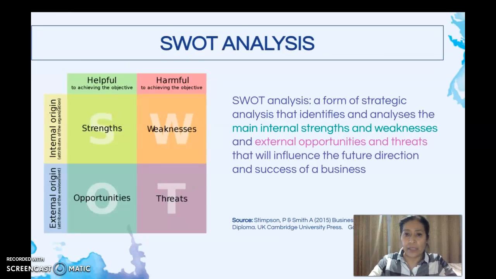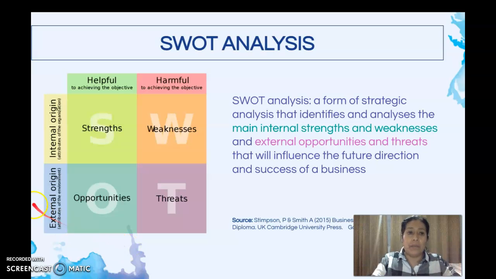This is the definition that is given in the book, okay? This is the definition for the SWOT analysis. So what is the SWOT analysis? Well, the SWOT analysis is a form of strategic analysis that identifies and analyzes the main internal strengths and weaknesses that we have seen. Internal, don't forget: strengths in a positive way, weaknesses in a negative way, and the external opportunities and threats. Opportunities are also positive, and the threats are negative. And these factors will influence the future direction and success of a business, okay?